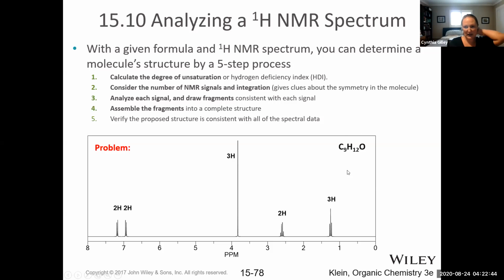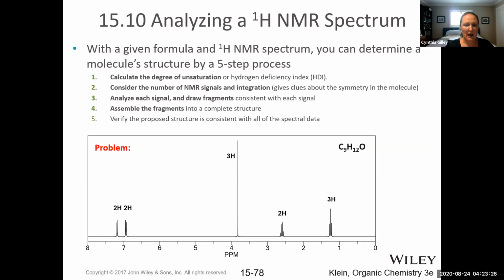Okay, so I would like you guys to go through the 5-step process, pause the video, and do the best you can, right? Start by calculating the HDI. Think about what that might mean for clues for the structure. Consider the integration and see if it matches the formula at step 2. Analyze each individual signal, starting with the integration. Next, draw in neighbors. Next, draw in things that it might be attached to based on chemical shift, to draw a little fragment for each signal. Then try to assemble that into a complete structure and double check your work.